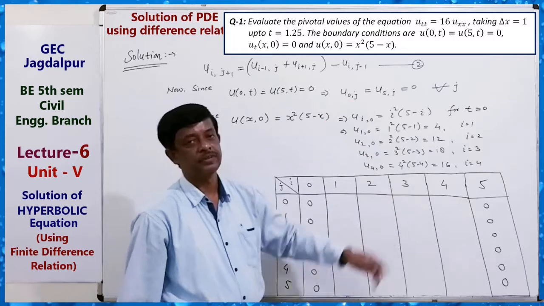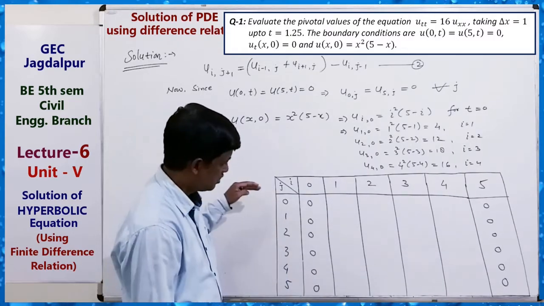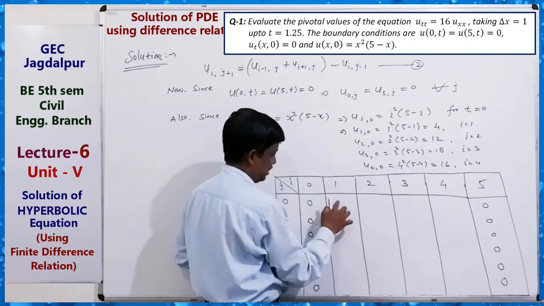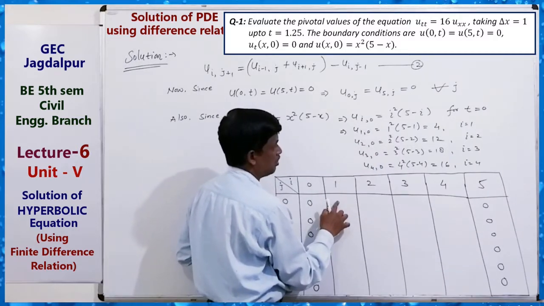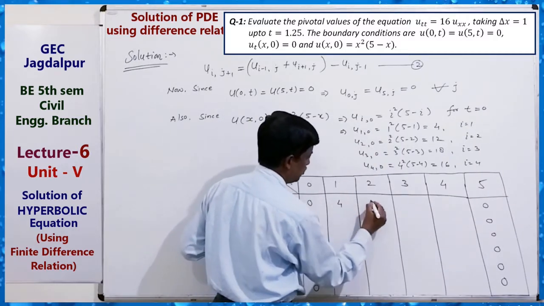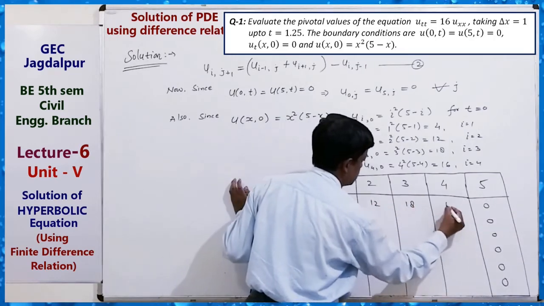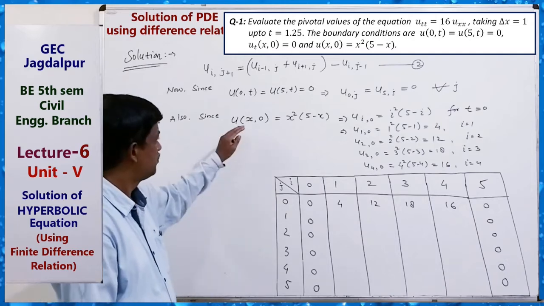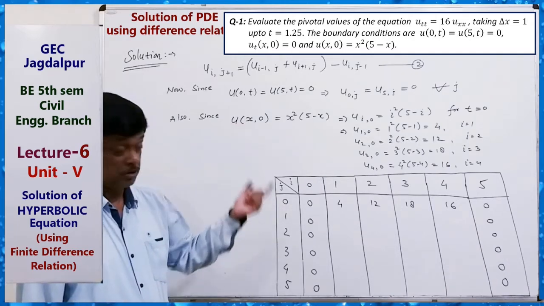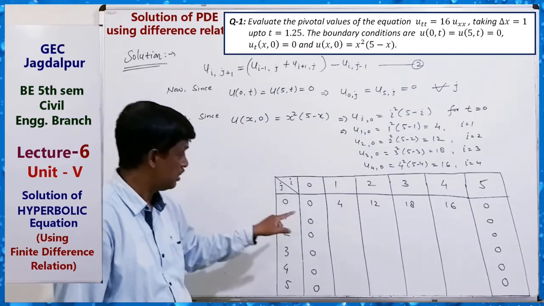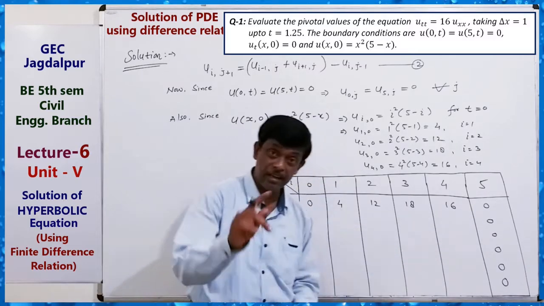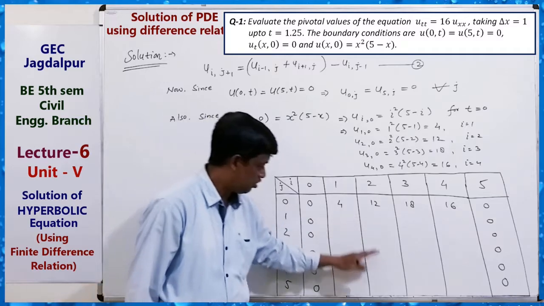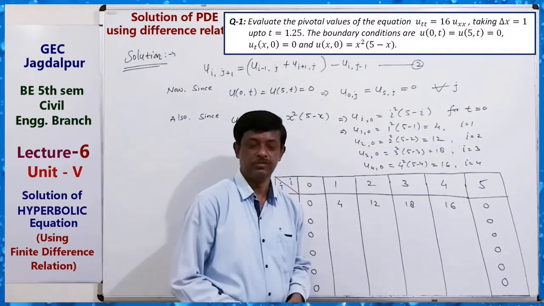So these are the entries of the first row. That is, for I equals 1, here 4, 12, 18, 16. The first row is completed by using the first initial condition. Now, using the second initial condition, we can get these values. And then by using this relation, we can get all the next level values.